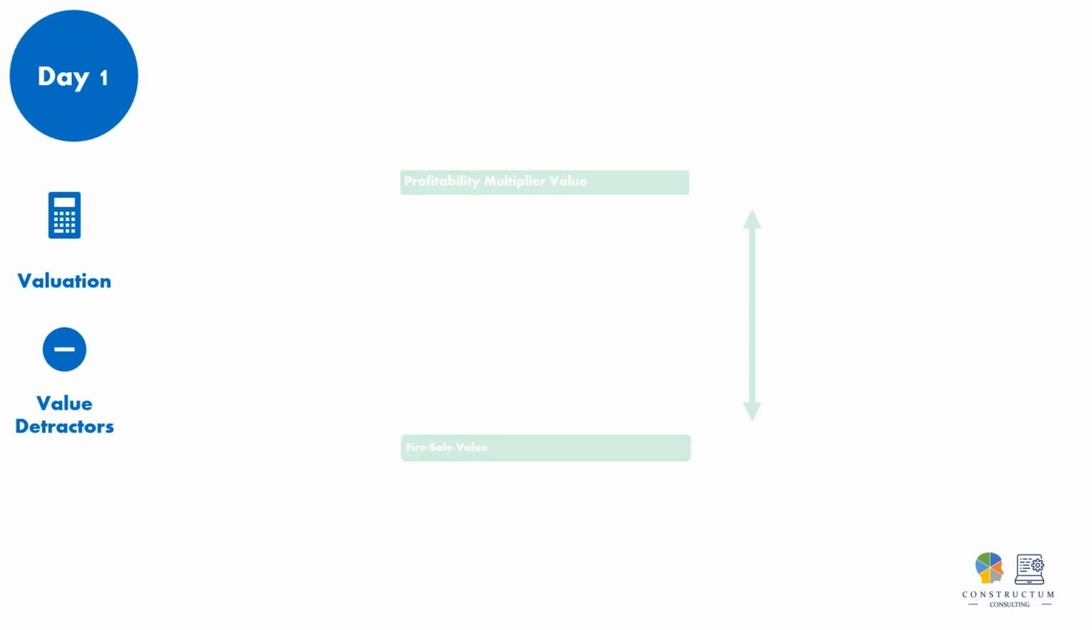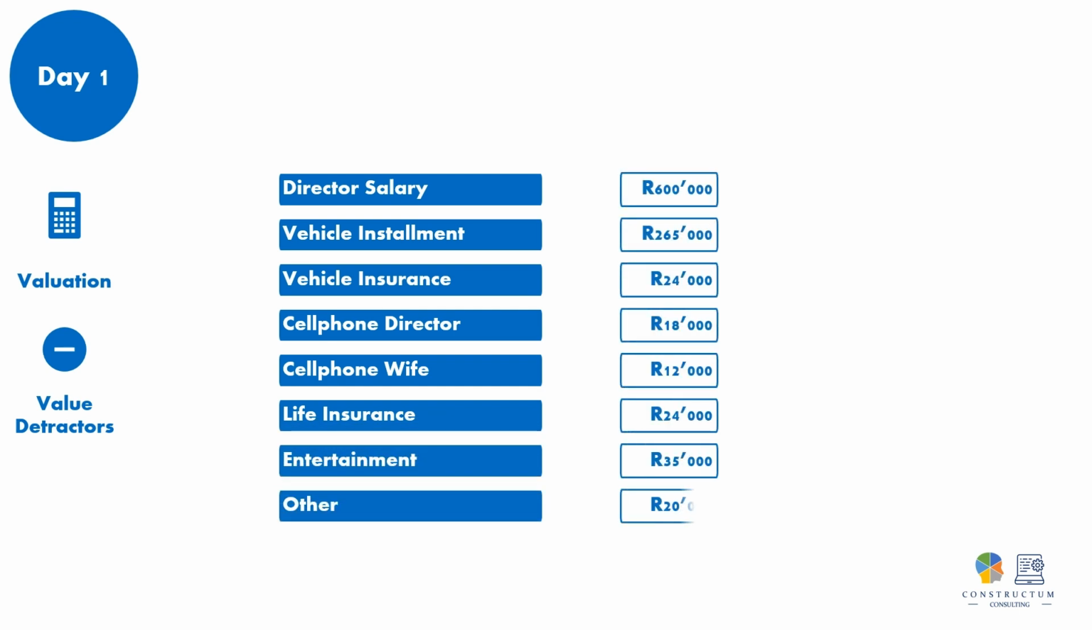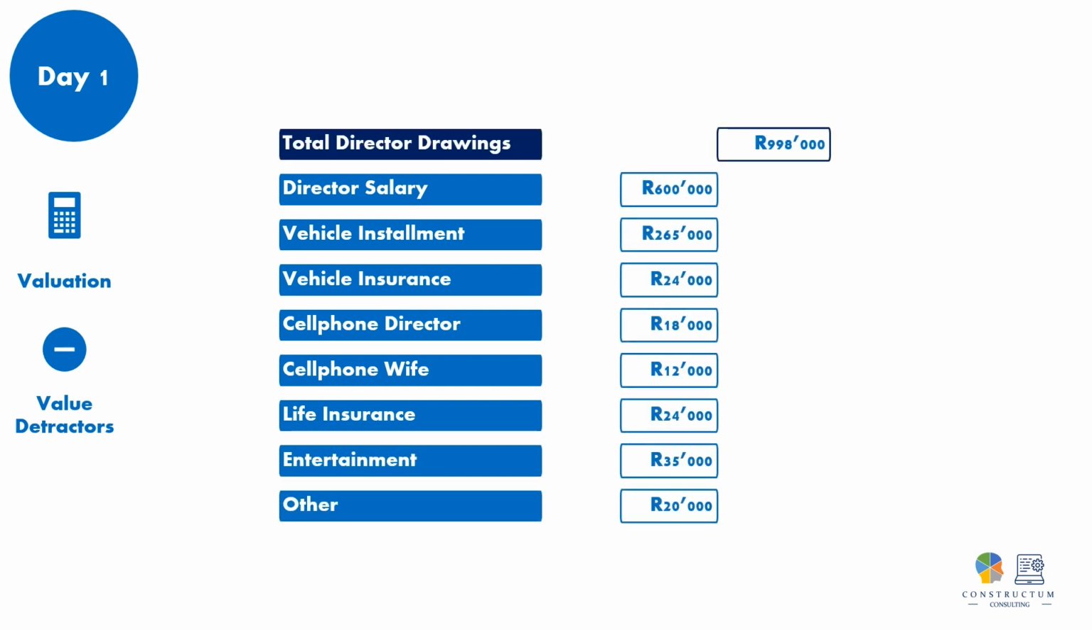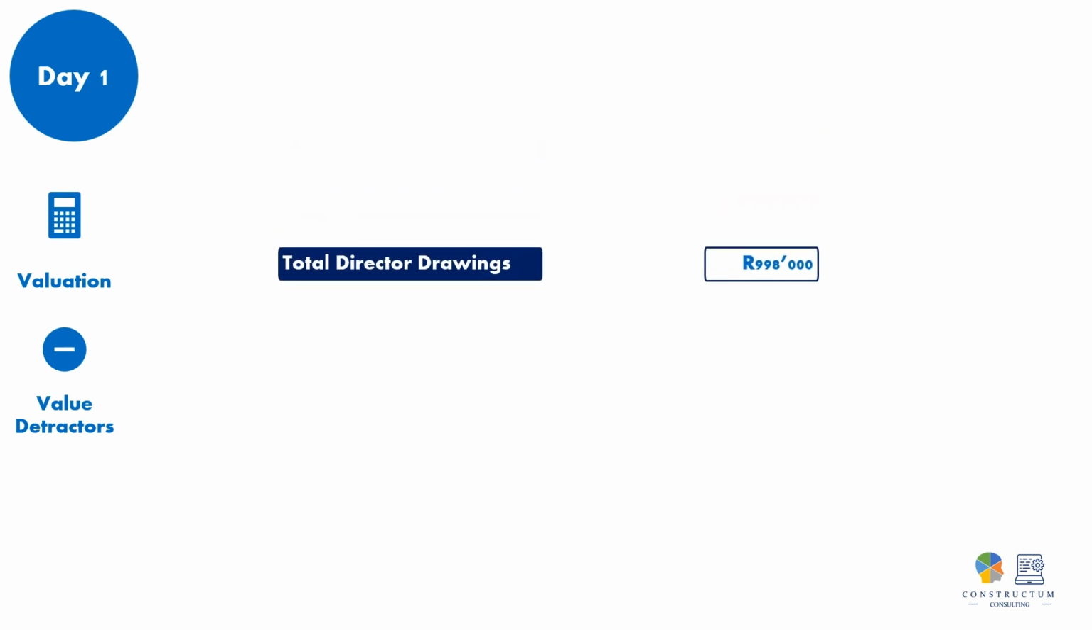The business in its present state generates financial benefits for the owner, which may consist of a combination of a salary and other benefits. It is common for business owners to include personal expenses in business accounts. We will return to this subject later. In this case, total directors' drawings amount to 998,000 Rand per annum, which leads us to ask, how much capital will be required to replace the current financial benefits or income of the director?